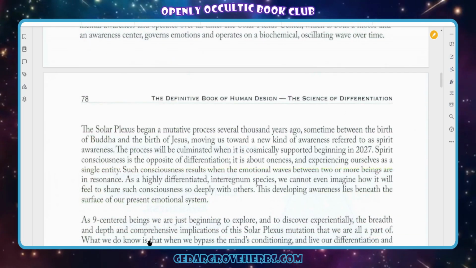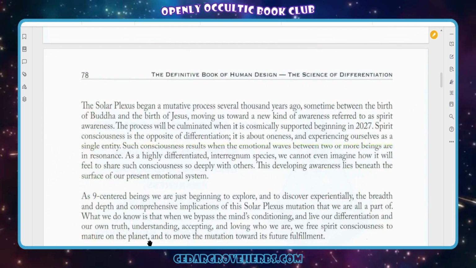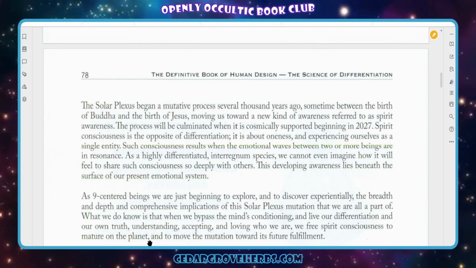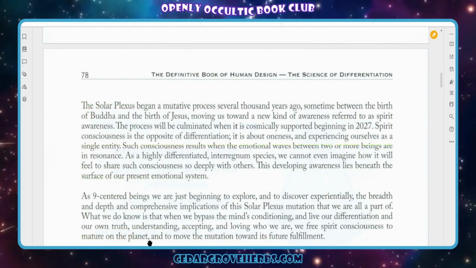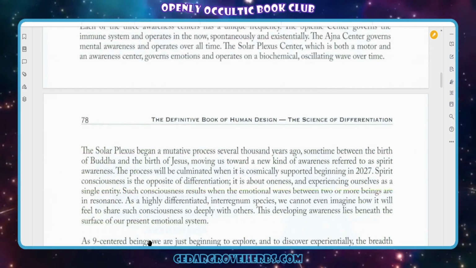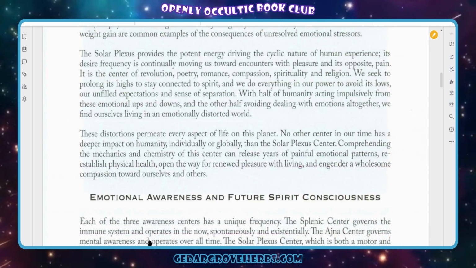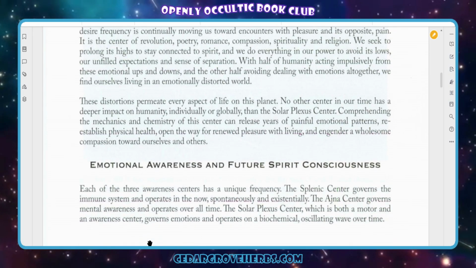The solar plexus began a mutative process several thousand years ago, sometime between the birth of Buddha and the birth of Jesus, moving us towards a new kind of awareness referred to as spirit awareness. Yeah, earlier he said that the solar plexus is dealing with spirituality and religion. So these are two different things. Okay.